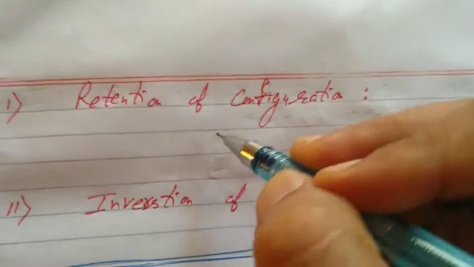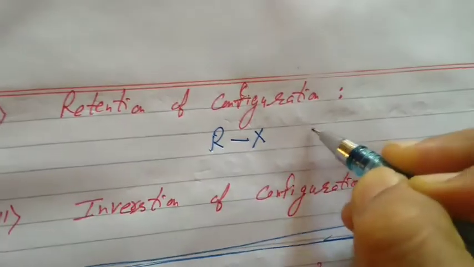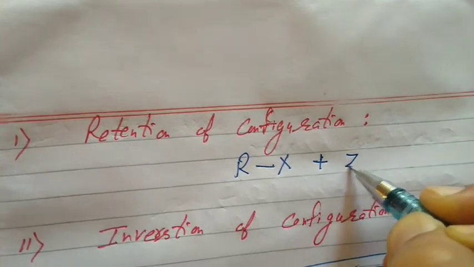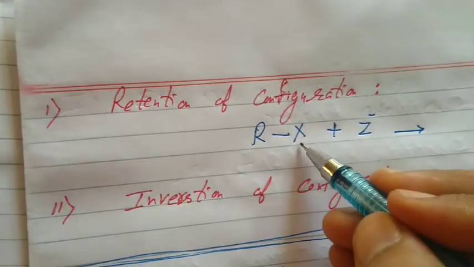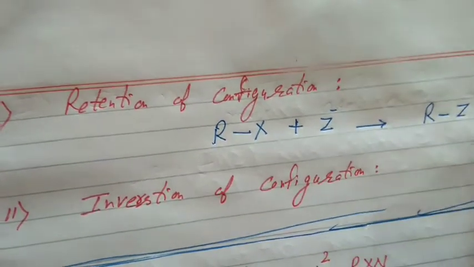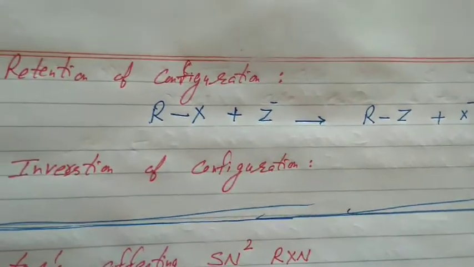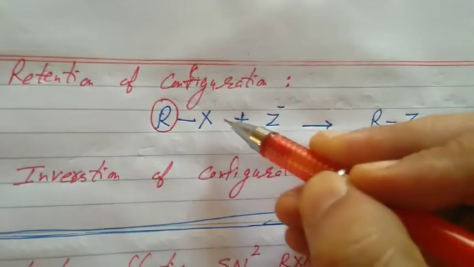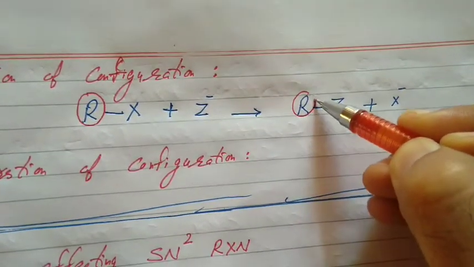Retention of configuration: just like that, haloalkane RX and any attacking reagent, I mentioned nucleophile, that is Z negative. Retention, re means again. Students, the halide ion eliminates and Z approaches the carbocation, leading to the formation of RZ plus X negative. Retention means the new group occupies the same position as that of the leaving group. In RX the leaving group is the halide ion, but RZ is formed.